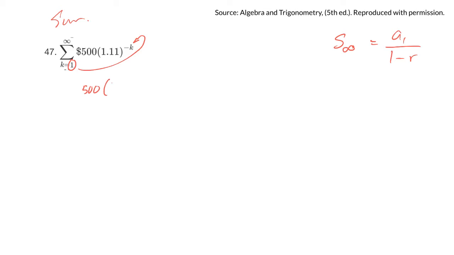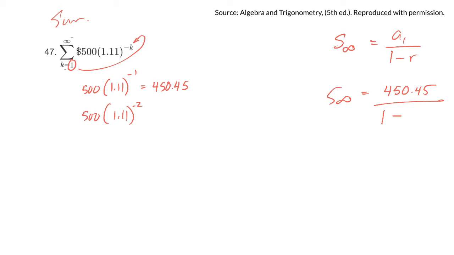So the first term would be 500 times 1.11 to the negative 1. Let's figure that out. 500 times 1.11 to the negative 1 equals 450.45. So that's my first term, 450.45 divided by 1 minus the ratio. I need to get a second term. So 500 times 1.11 to the negative 2. Let's figure that out. 500 times 1.11 to the negative 2. Go.